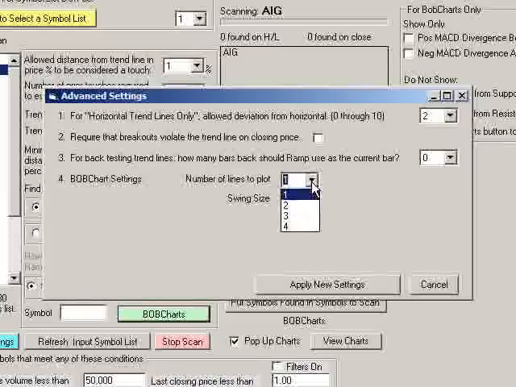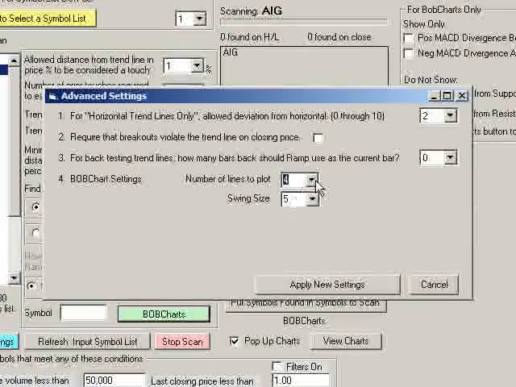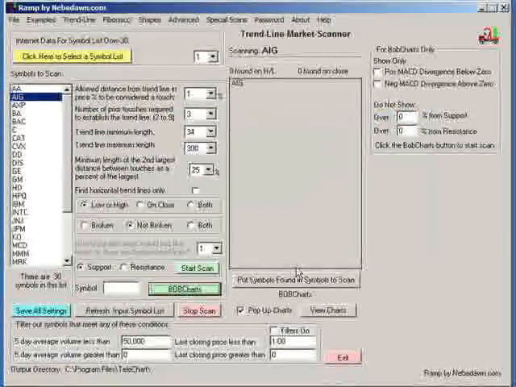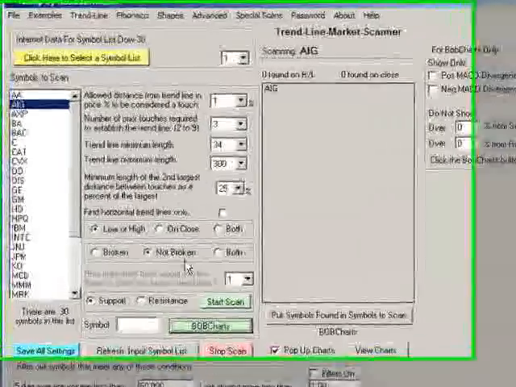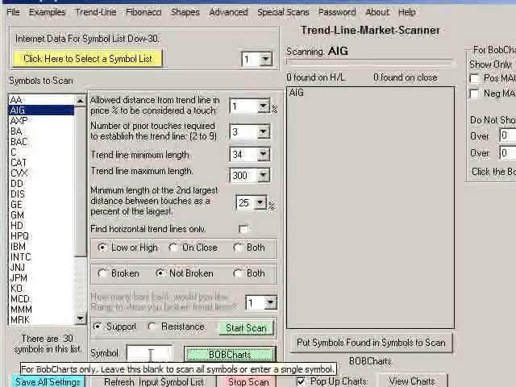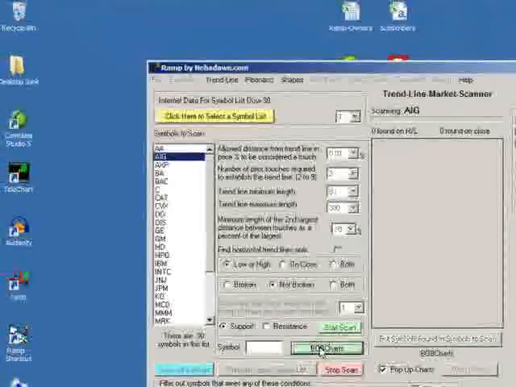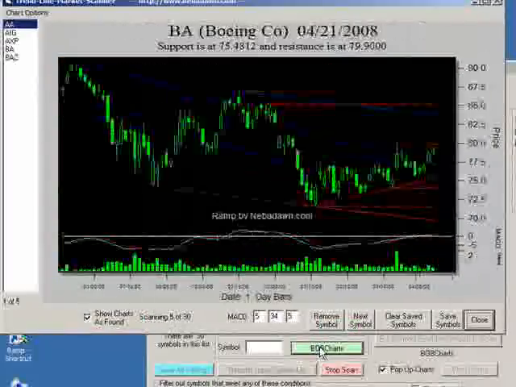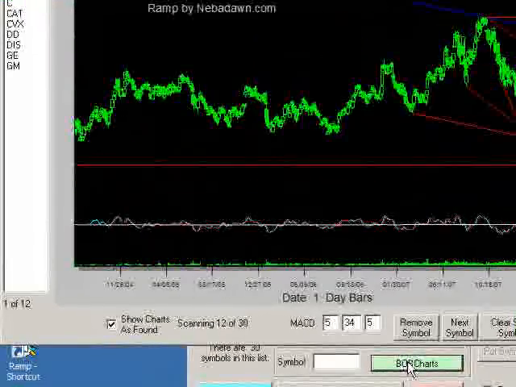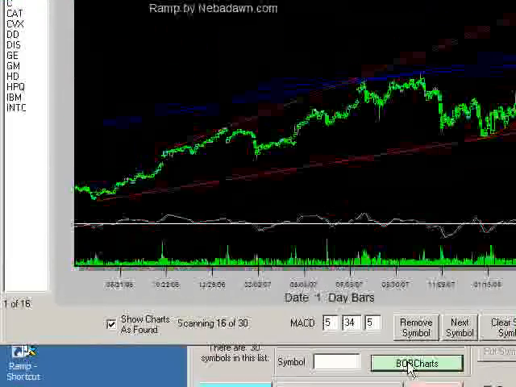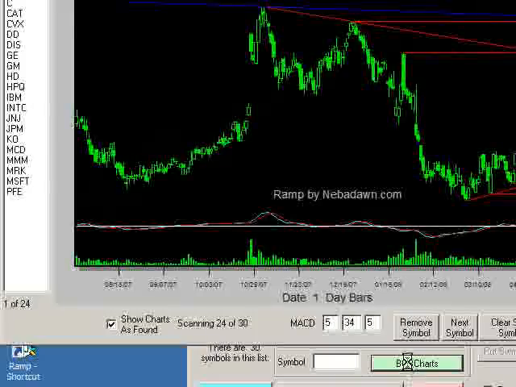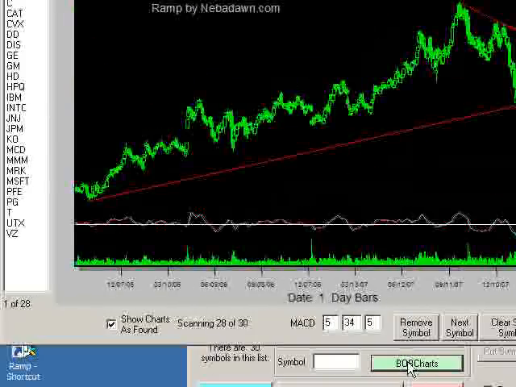I'm also going to set the number of lines back to 4 so that we can see the maximum number of support and resistance lines on each chart. I'll apply that setting, and I'm going to go ahead and click Bob Charts again. But notice this time there are no symbols in the symbol box. If I click Bob Charts with no specific symbol, it will generate the Bob chart for every symbol in the list on the left-hand side, which in this case is the Dow 30. So it will generate Bob charts for every stock in the Dow 30.